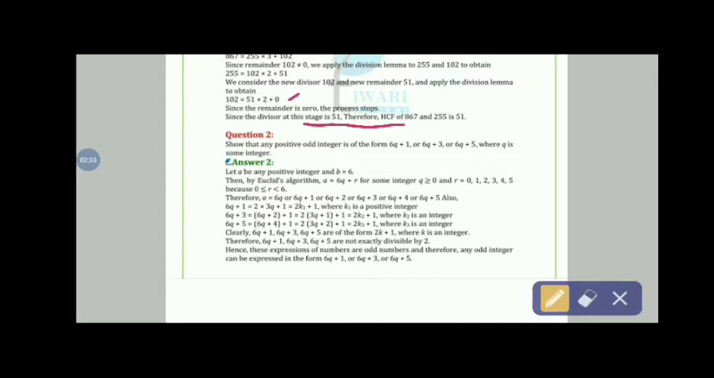So how to show this? Let a be any positive integer and b equal to 6. Then by Euclid's algorithm, a equals 6q plus r for some integer q greater than or equal to 0, and r equals 0, 1, 2, 3, 4, 5, because r is greater than or equal to 0 but less than 6. Therefore a equals 6q, or 6q plus 1, or 6q plus 2, or 6q plus 3, or 6q plus 4, or 6q plus 5.